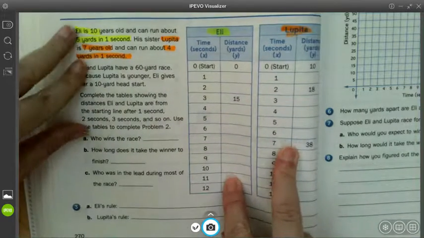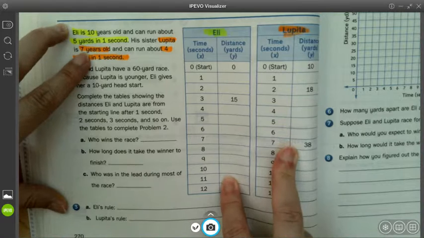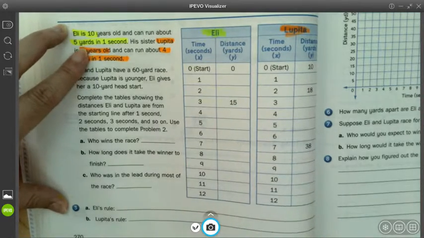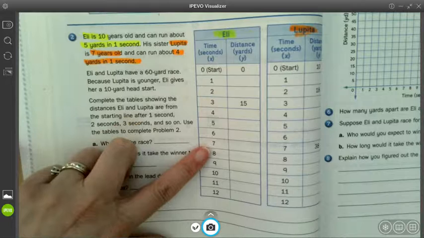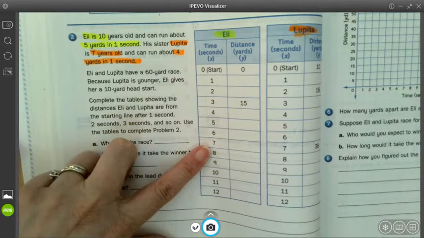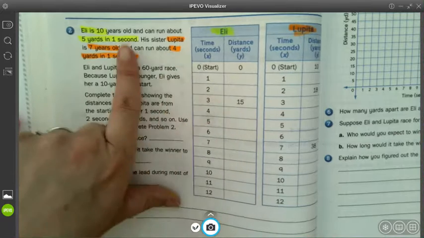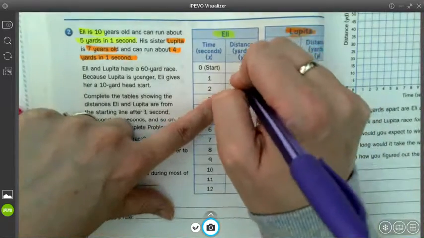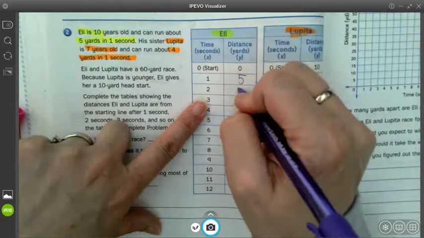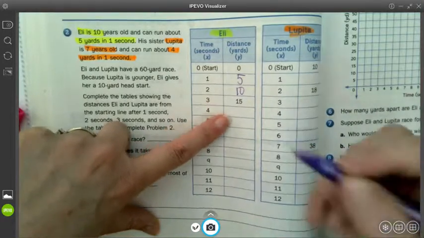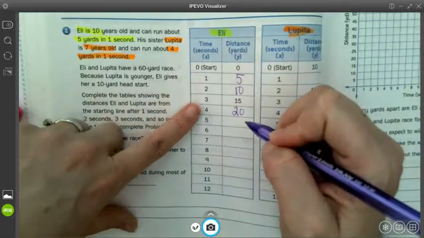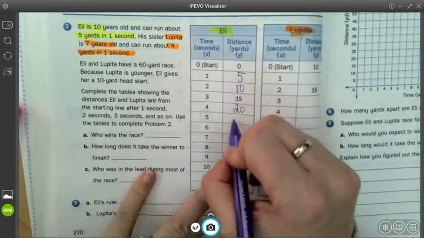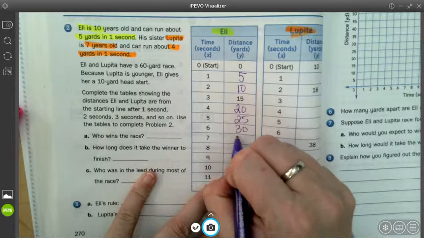Let's first start with what I've highlighted up here. So Eli is about 5 yards in 1 second. So we've got the seconds marked. You can see the pattern here. For the yards, if he can run 5 yards in 1 second, well, then we're going to put 5. And then by the second second, he's run another 5. So do you see the pattern? As long as this is continuing to go by 1 every time, and they haven't skipped numbers, then we can count by 5 every time. So go ahead and fill in Eli's chart.